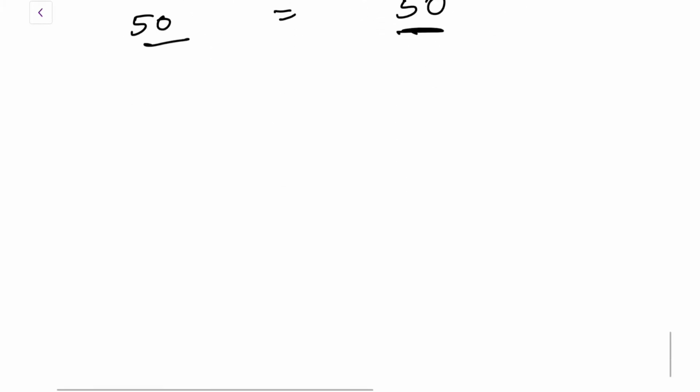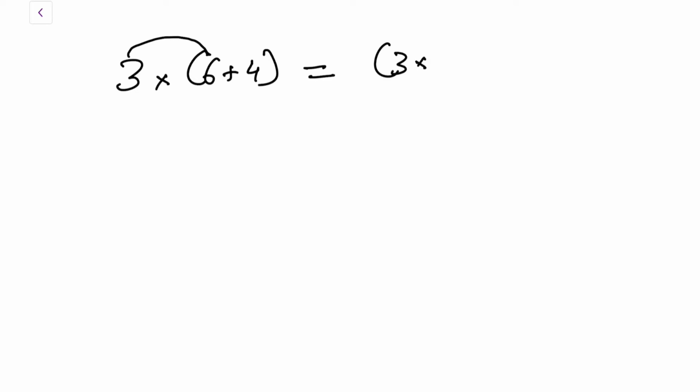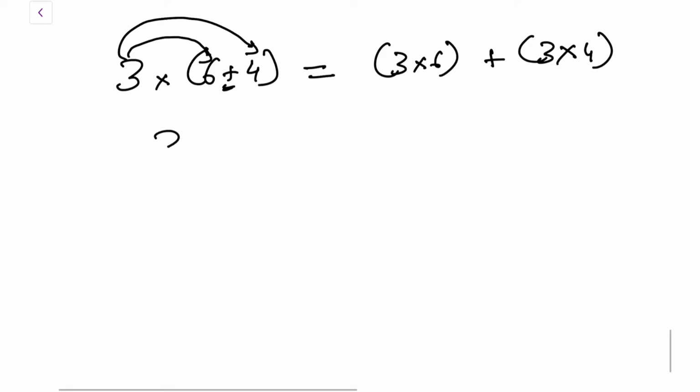Okay, let's take another example. 3 into 6 plus 4 is the same thing as distribute this 3 over 6, 3 into 6 plus 3 into 4. If you work out this, you will get both the answers as 30.